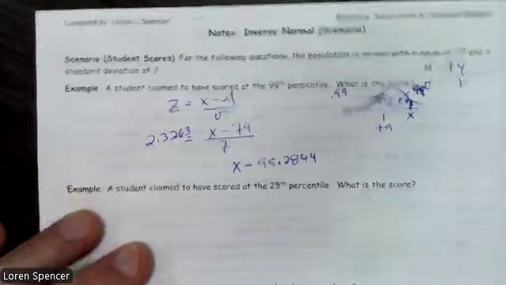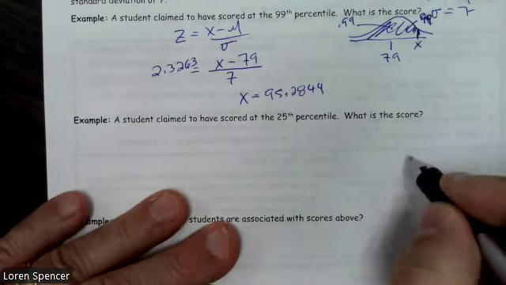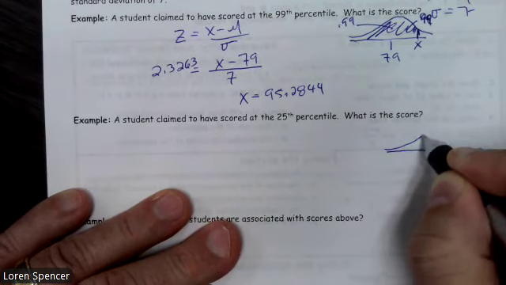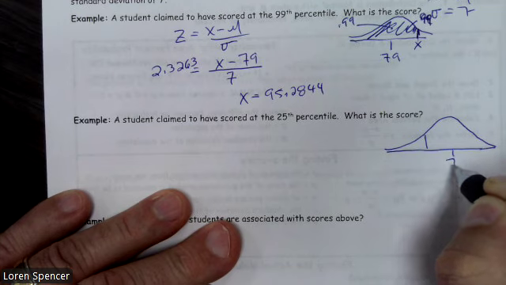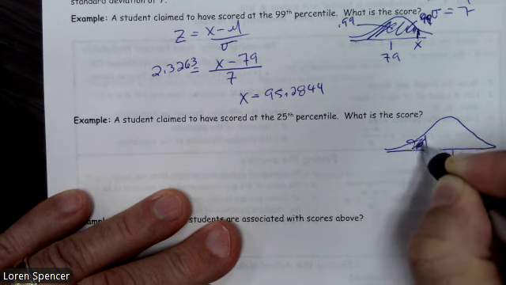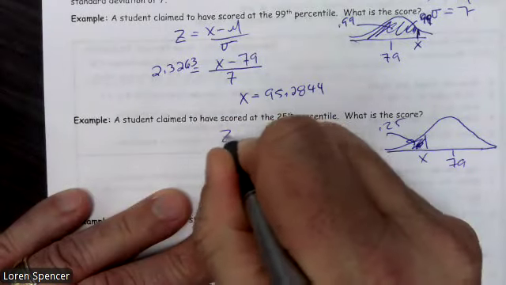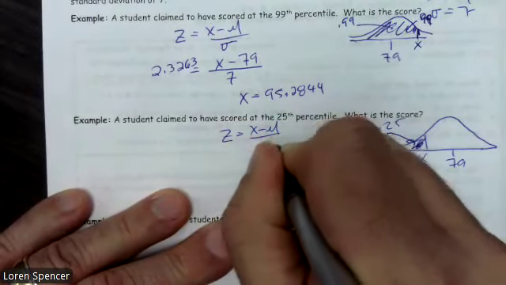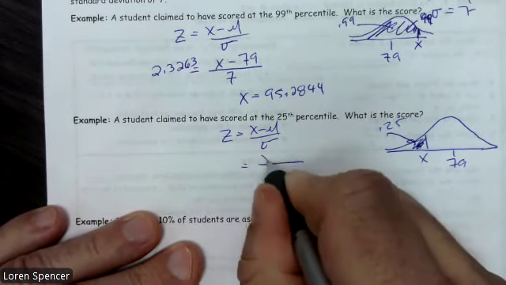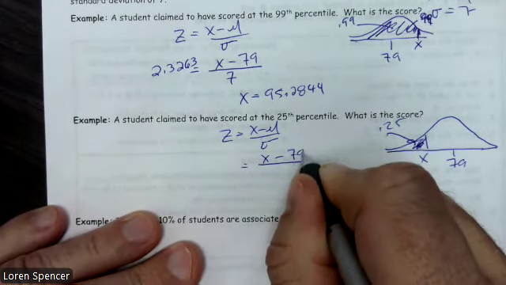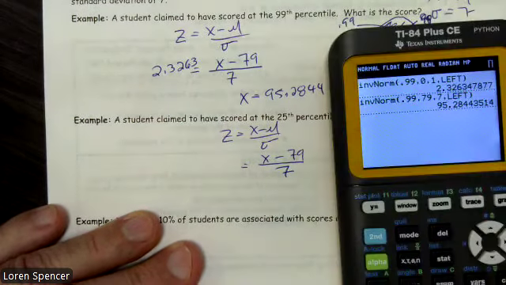So X is 95.2844. A student claimed to have scored at the 25th percentile. What's the score? Well, the 25th percentile is definitely less than the mean. The mean right here is at 79, and he's got about 0.25, and we want to know the score. So once again, z equals x minus mu over sigma. And we don't know what x is. We do know the mean is 79. The standard deviation is 7.